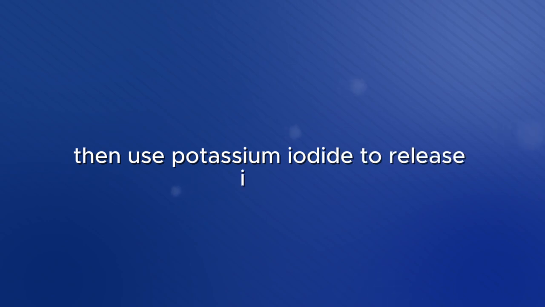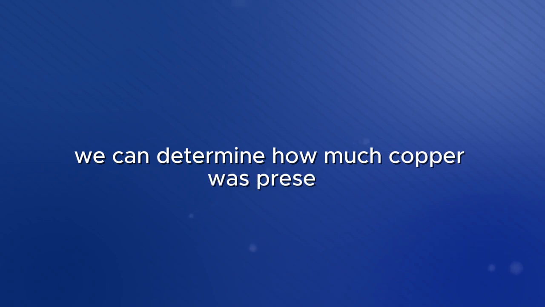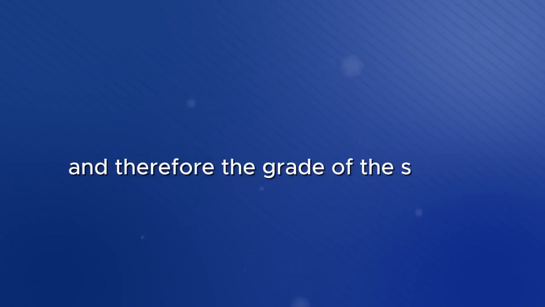So basically, we first dissolve the sample, then use potassium iodide to release iodine. We measure the iodine by titrating it with sodium thiosulfate. From the amount of titrant we used, we can determine how much copper was present and therefore the grade of the sample.